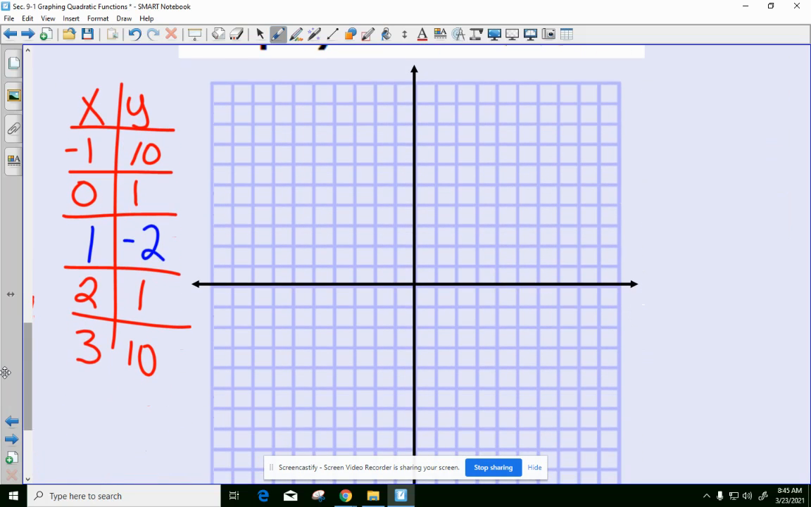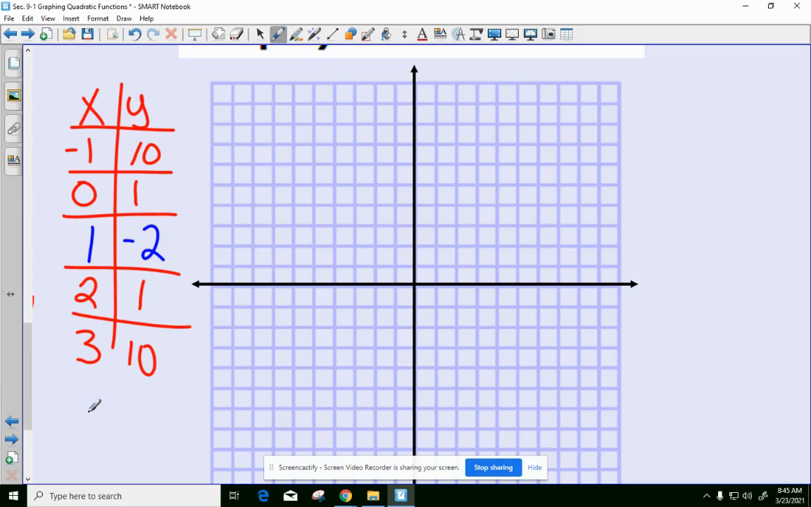By the way, did I find the y-intercept in this? Which ordered pair is the y-intercept? No. Han? 0 and 1. Value of y when x is equal to 0. That's a y-intercept. So that was the freebie that I got right there. Found my vertex, found the y-intercept, mirrored it to the other side, just found 1 more point, and I was done.